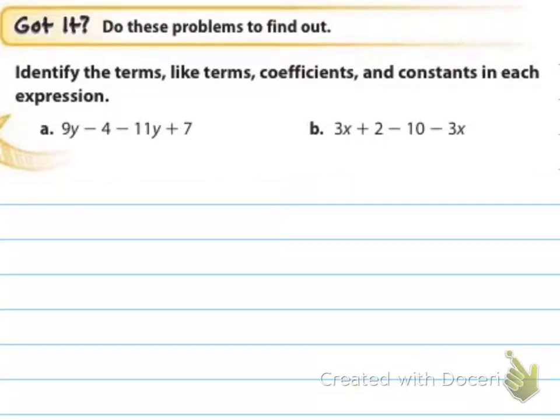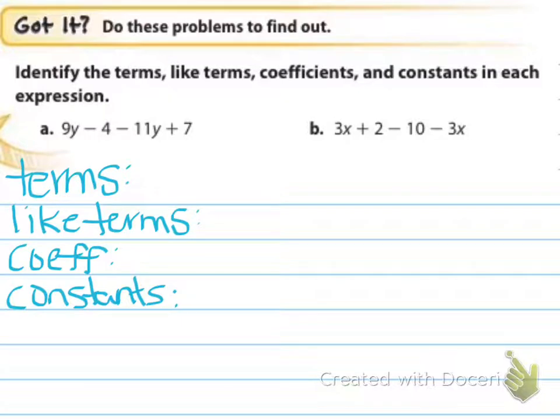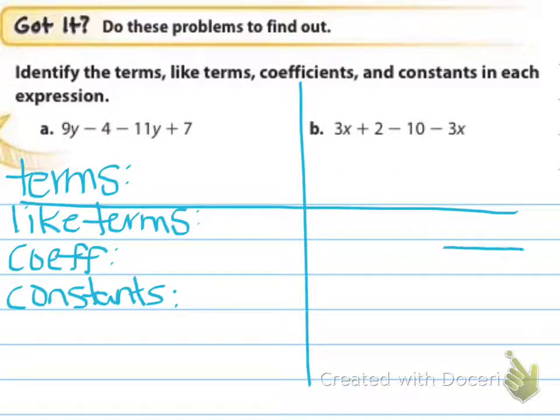So now we're just going to, again, identify the like terms, the coefficients, and constants in each expression. So for A, I'm just going to write out my parts here, and you'll want to do that as well. Pause the video if you need to. Alright, and if you put them side by side like I have here, you can just keep using that. This is going to be the line for terms, this will be the line for like terms, this will be the line for coefficients, and then I don't have to rewrite these words over and over again.